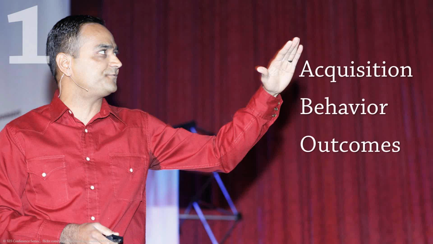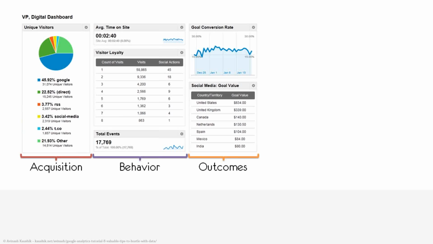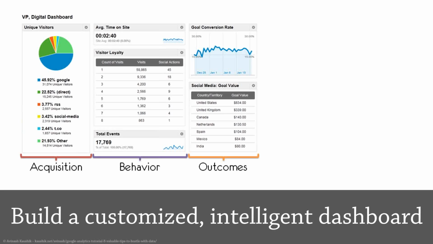One of the things you can do that's pretty awesome is if you use Google Analytics, and a lot of organizations do, you can build a customized intelligent dashboard that is set up along this continuum of acquiring people into your funnel, analyzing their behavior and seeing how they interact with your content, and then measuring the outcomes of those engagements in terms of revenue or conversions or partnerships or sales or whatever it is your organization is doing.